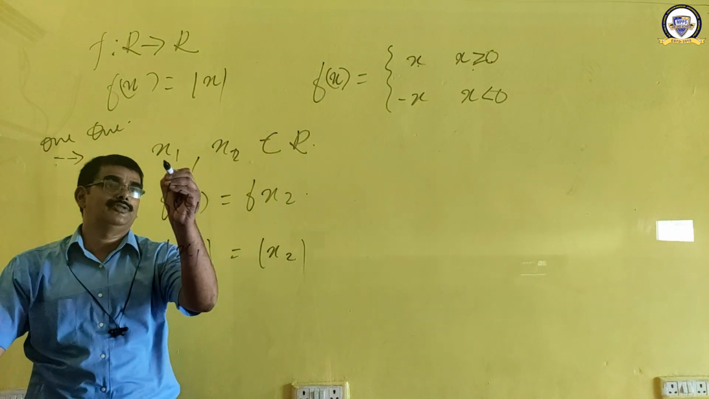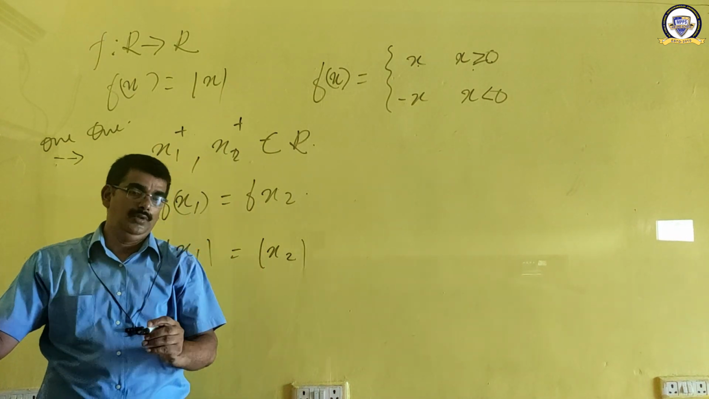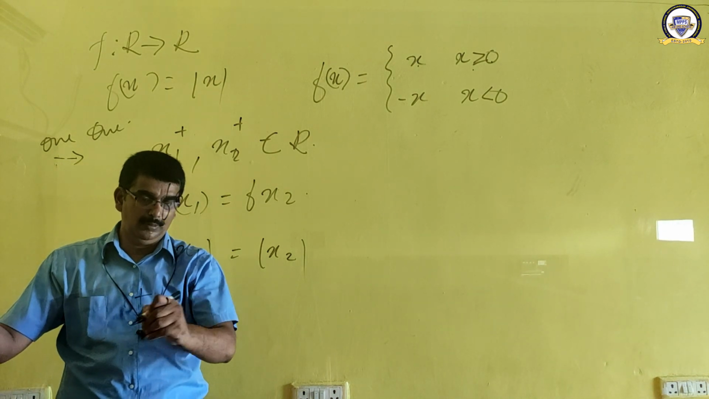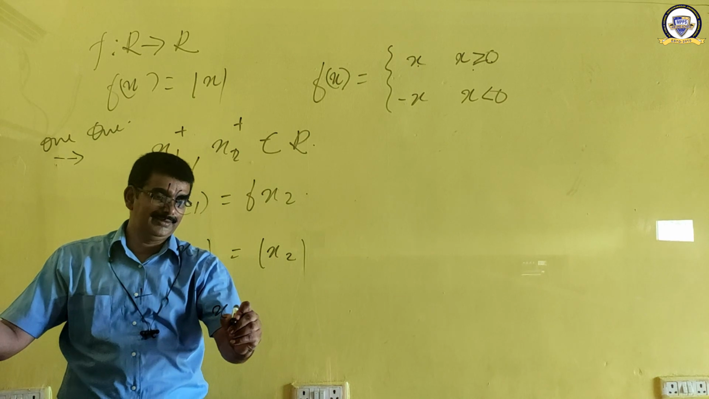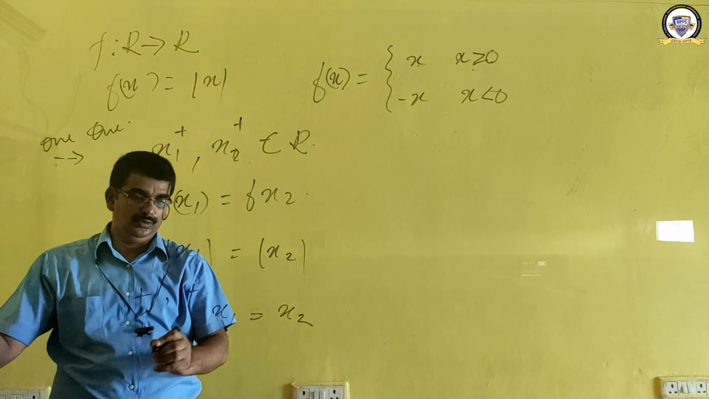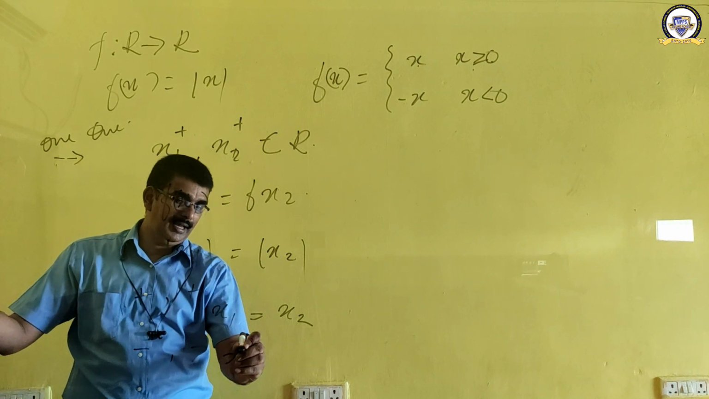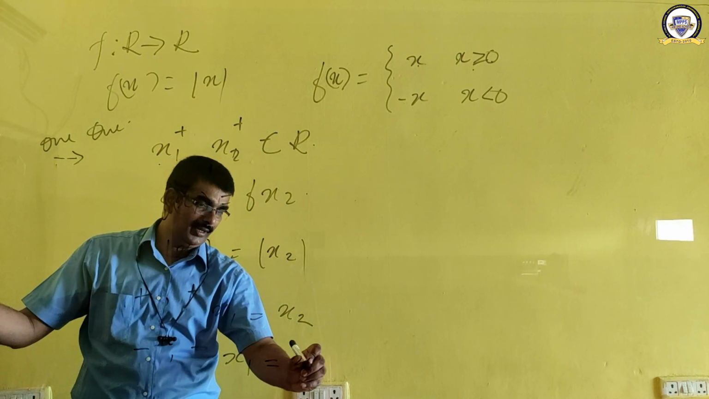X1 and X2 both are positive. If both are positive, one is positive, another one is also positive. What will be the answer? X1 is equal to X2. Both are negative. Then also what will be the answer? X1 is equal to X2, minus X1 and minus X2.